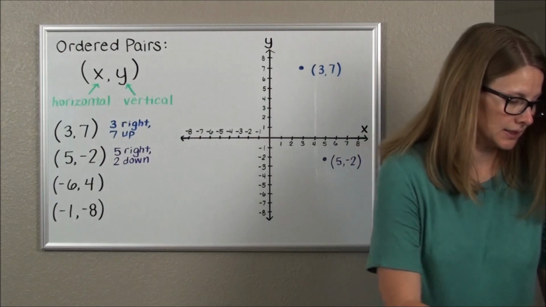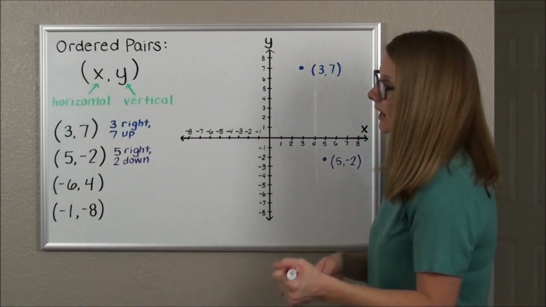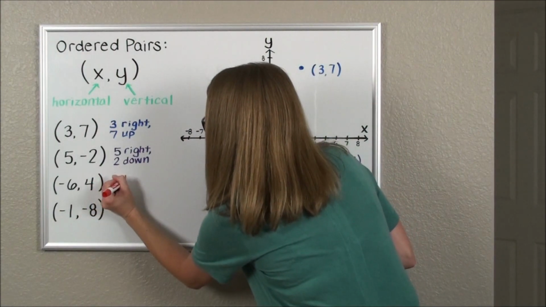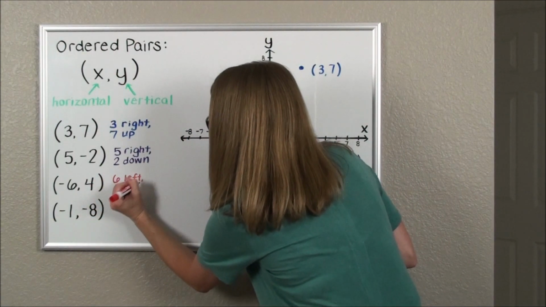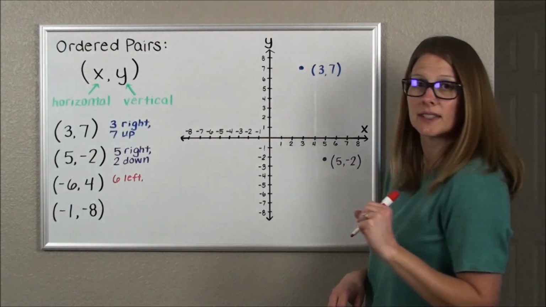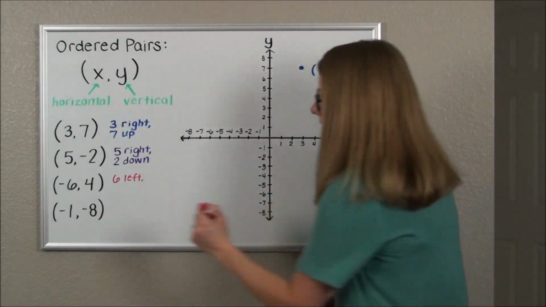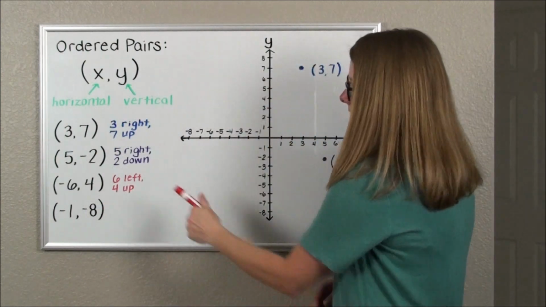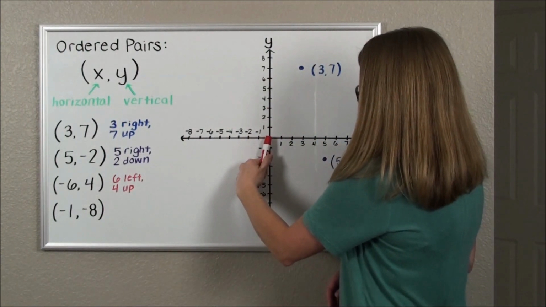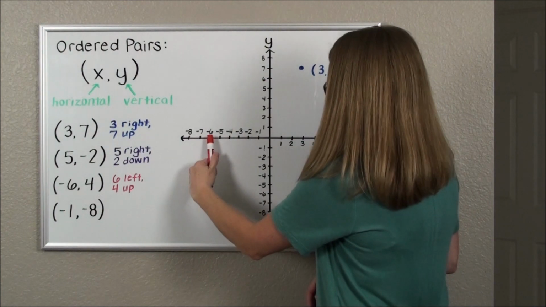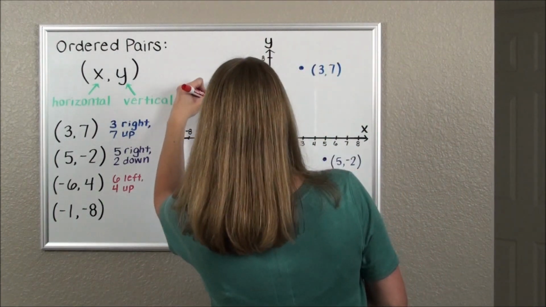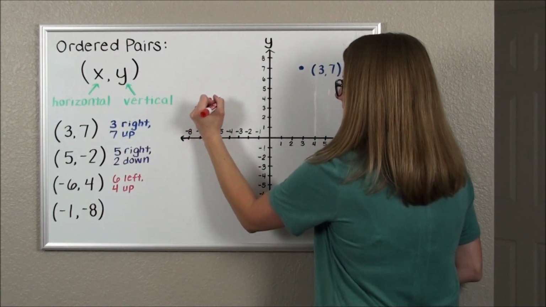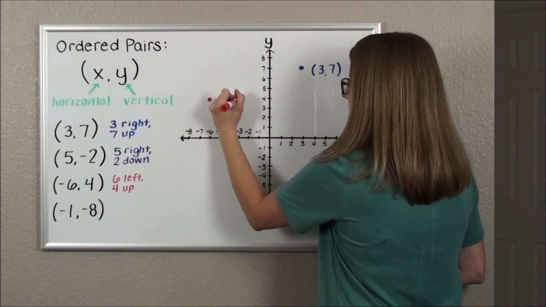Next, let's look at (-6, 4). Again, the first number is horizontal. Because it's negative this time, we're going to go 6 to the left. That's our negative direction for the horizontal movement. And then the second coordinate is 4, so we're going to go up 4 for that vertical positive value. So 6 left, up 4. We're going to go left 6, and then up 4 will put us about here. So there is our (-6, 4).